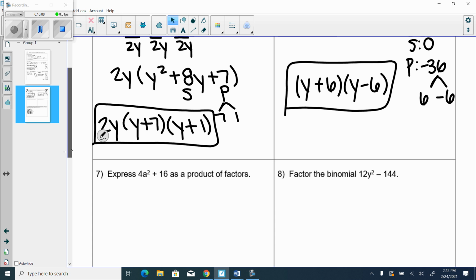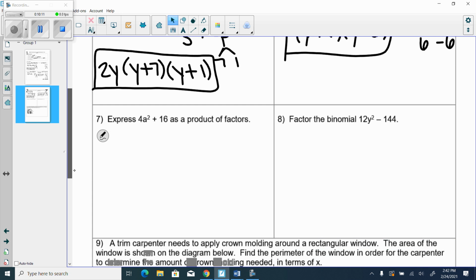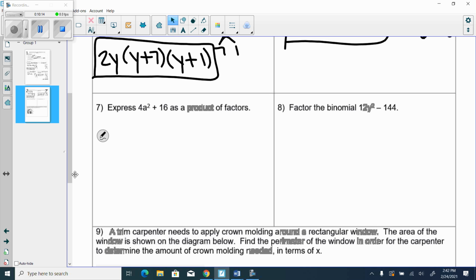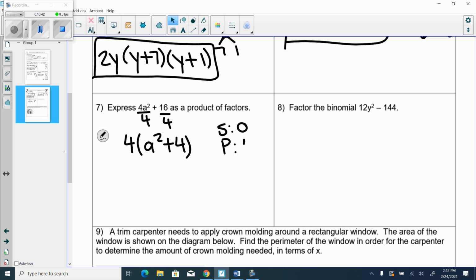Number 7, we've got 4a squared plus 16, and they want us to express it as a product of factors. So what's my first step? All right, and what's my GCF? Very good. So I divide both of these things by 4, which is going to leave us with a squared plus 4. We only have two terms, so is there a sum? No. And what's my product? 4. Is there anything that multiplies to give us positive 4 and adds to give us 0?